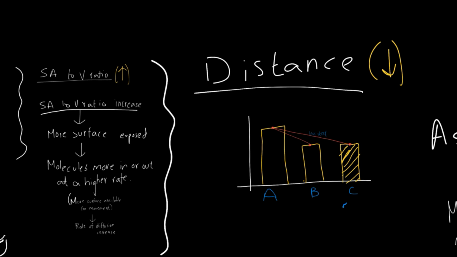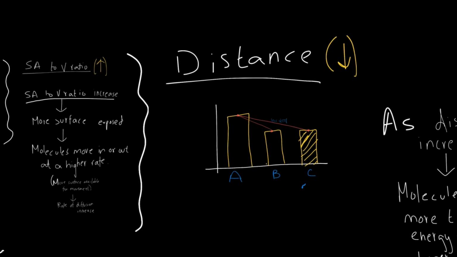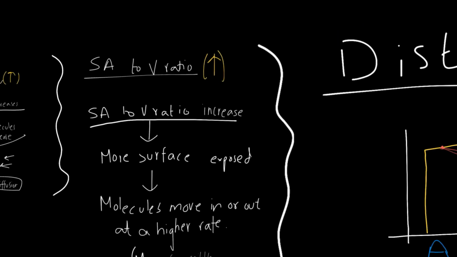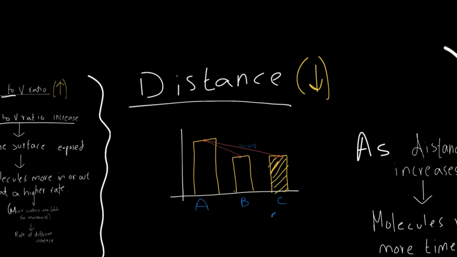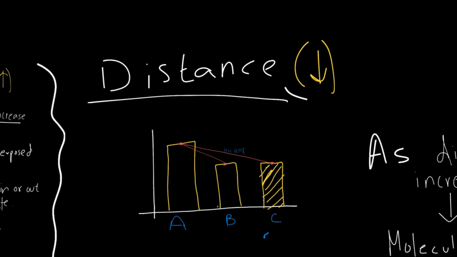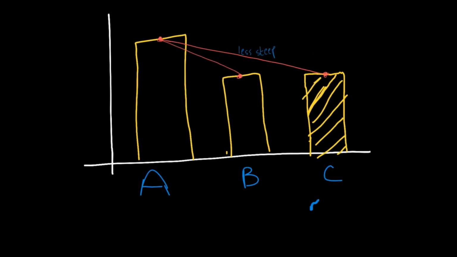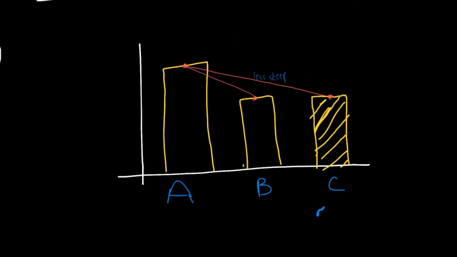The next thing is distance. Now if you've noticed, all three we studied right here were in direct proportion. When you increase them, the rate of diffusion increases. But if you see distance right here, it has an inverse proportion, and I'll explain why. So this diagram, I think, will make it easier to explain.